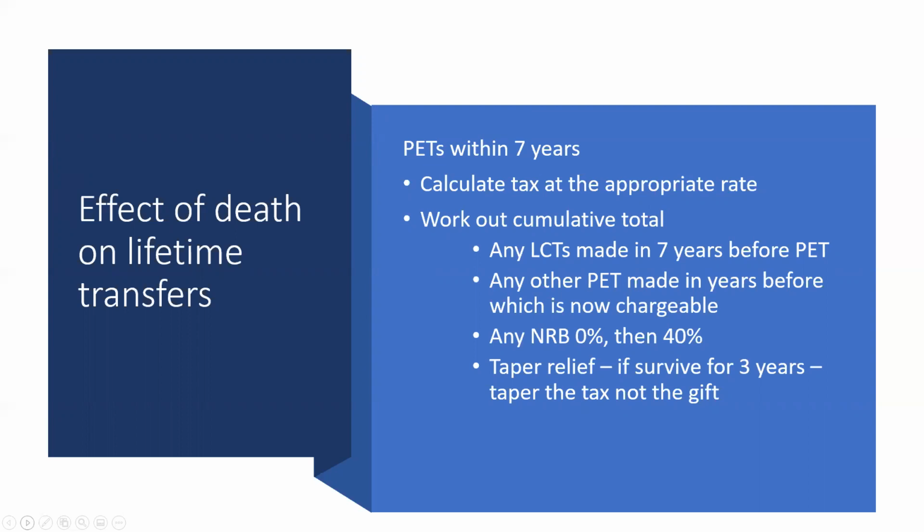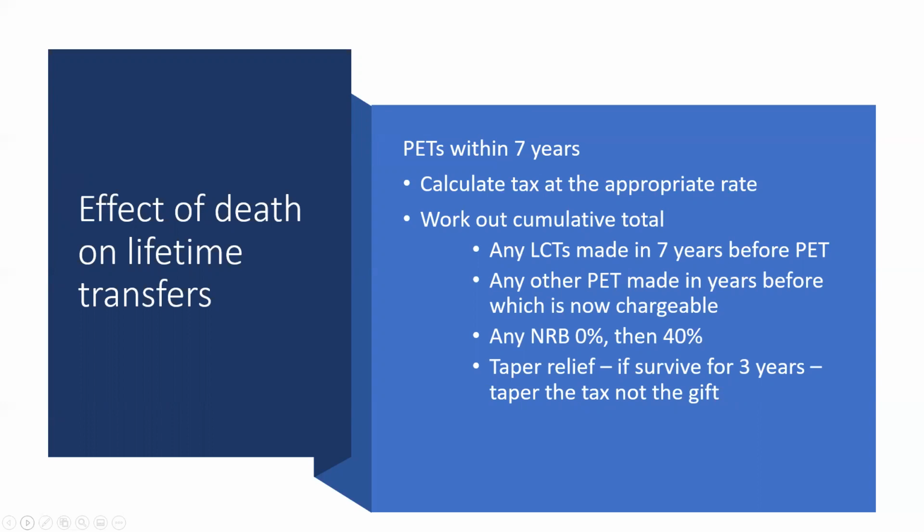So if there are any PETs which were made within the 7 years before death, they're now going to be chargeable. They weren't when they were made, but if that donor hasn't survived for 7 years and has now died, then that PET is now chargeable. It was a potentially exempt transfer. It's not exempt anymore because you didn't survive for 7 years. It's now chargeable. So you have to come back.